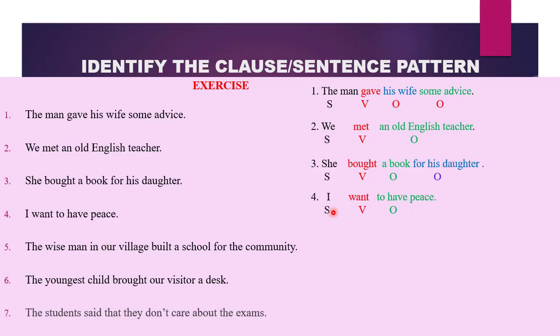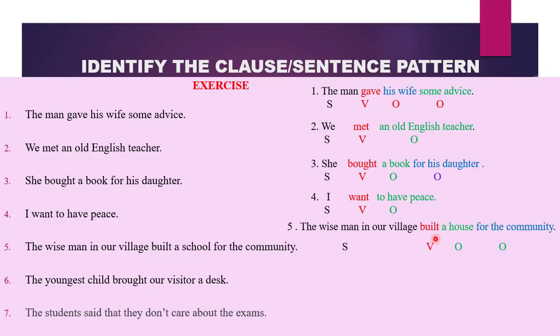I becomes your subject, want your verb, to have peace your object. What do I want? Whatever comes here becomes your object. For example, I want a car, I want a room, I want an apple. Therefore, to have peace is what we want. It is functioning as our object.